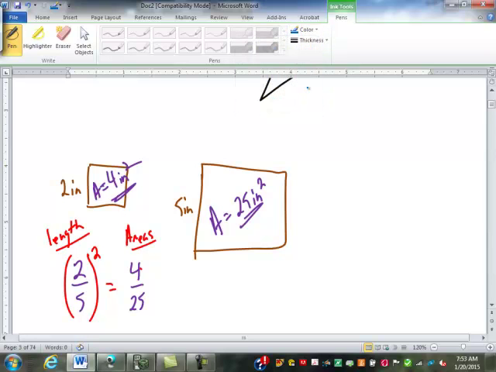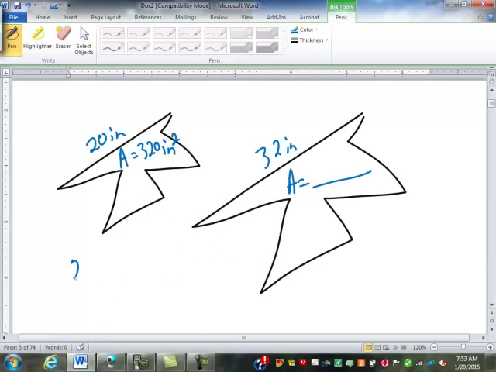So if I come back up here, my ratio of lengths is 20 to 32. To find my ratio of areas, I need to square that. Now I could reduce that first if I wanted to, to 5 over 8, which would make it a little bit easier, but we'll just leave it as 20 to 32 just for fun. 20 squared is 400. 32 squared is... 32 squared is 1,024. I can't believe you didn't know that.